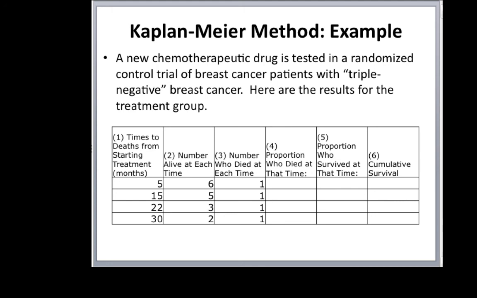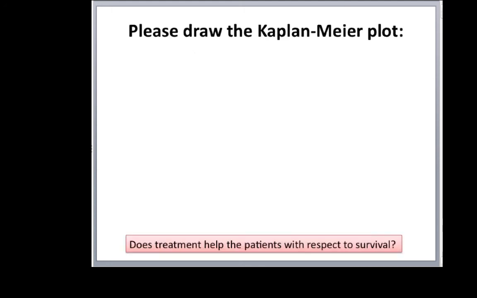Now what I'd like for us to do is, does everybody have these numbers written down? All right. Good. Because I'm going to go ahead and erase them now. And now what I'd like for you to do is make your own Kaplan-Meier plots using this cumulative survival data.